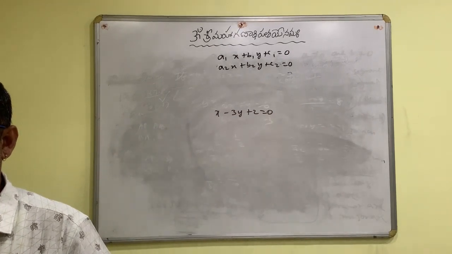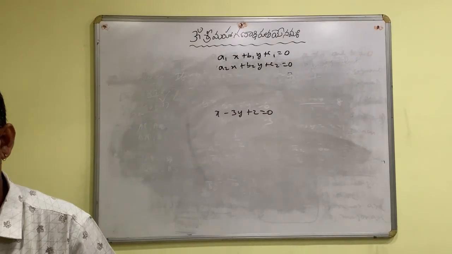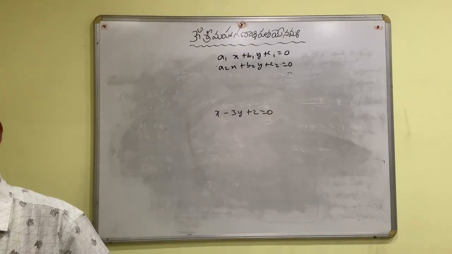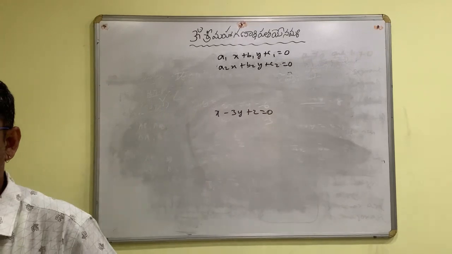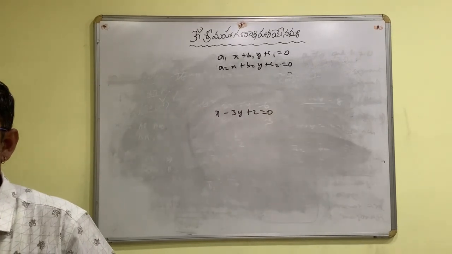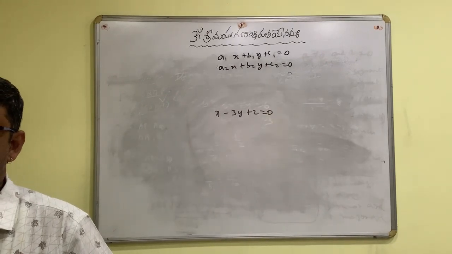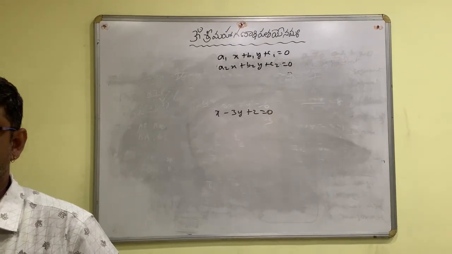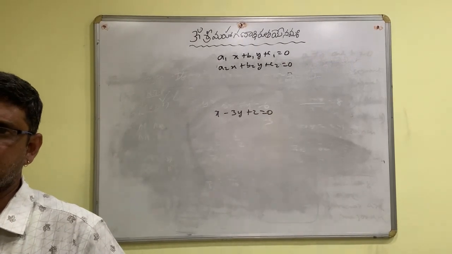1 by 3, 2 by 2, that becomes 1. Shanvi, wrong. a1 by a2 is 1 by 3, b1 by b2 is 1 by 3, but c1 by c2 you are getting 1, not 1 by 3. Manoj, yours is right.